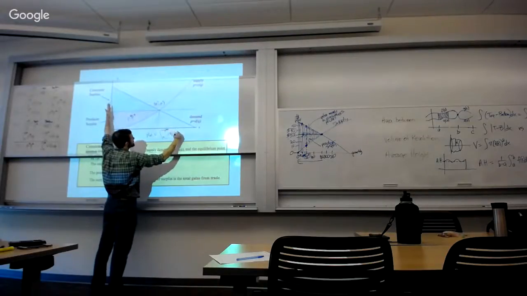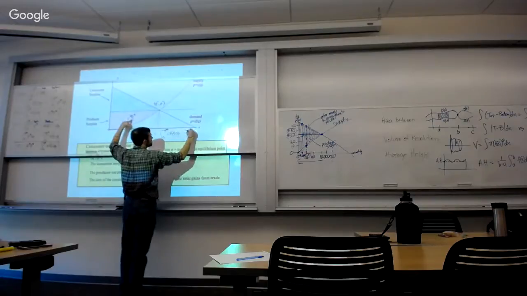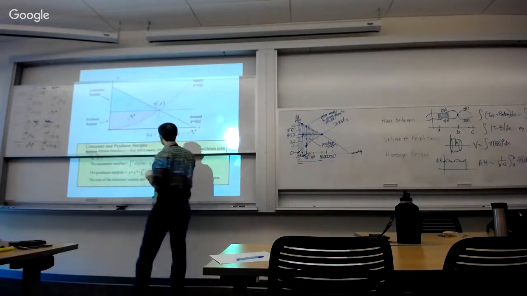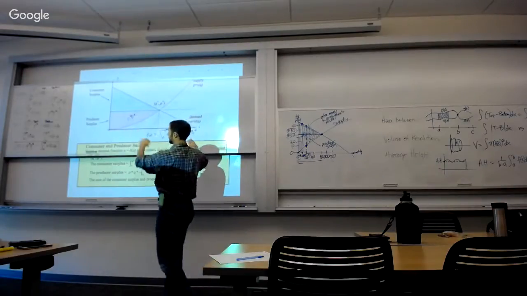But if I only wanted the part in blue, what would I subtract off? Yeah, that thing. And look, that's the formula right there again. So the consumer surplus is simply the integral of the demand curve minus that rectangle. And that's the formula we got.